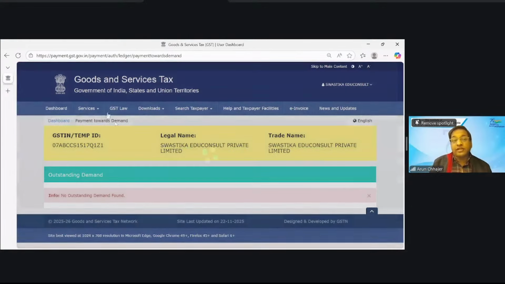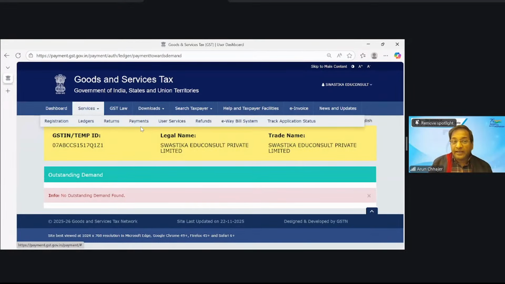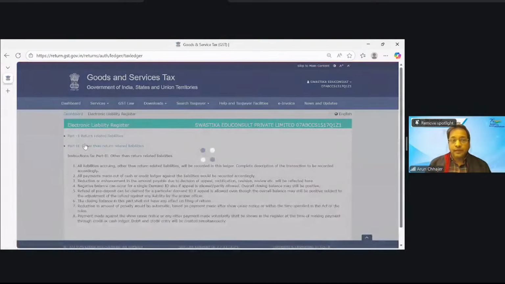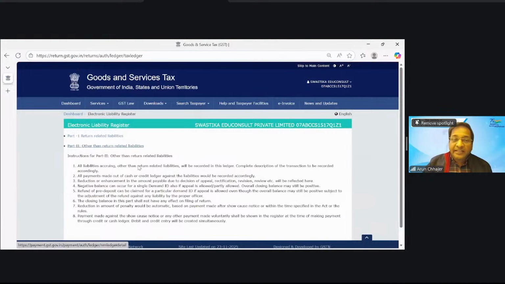Outstanding demand, there is no outstanding demand. And one more thing I would like to explain, that there is a ledger. So when any demand is created, whether it is on account of the return or on account of any other return, it will come in this electronic liability register. What is that? Electronic liability register would consist of two parts. Part one, returns related liability. Returns related liability could be late fees, interest, or tax liability.